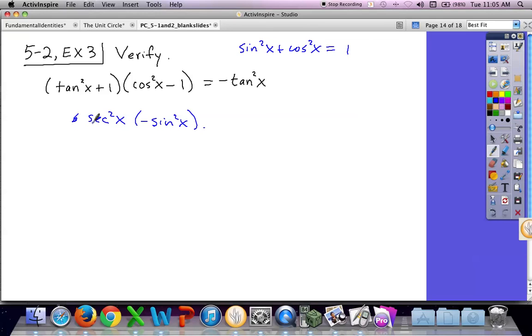The secant squared equals 1 over cosine squared, right? So I can write this as negative sine squared x over cosine squared x. Right? I'm taking that. If it's a secant squared in the numerator, it's a cosine squared in the denominator. And that is negative tan squared. Check.